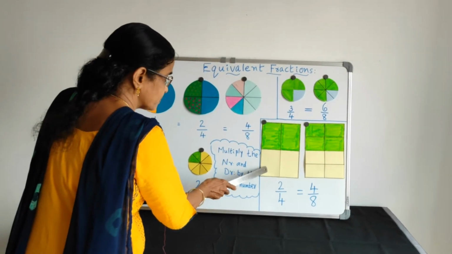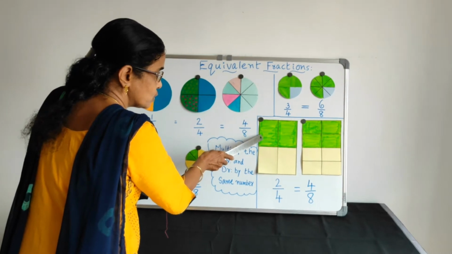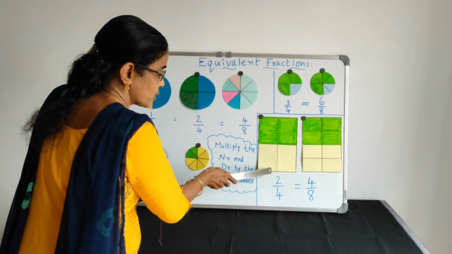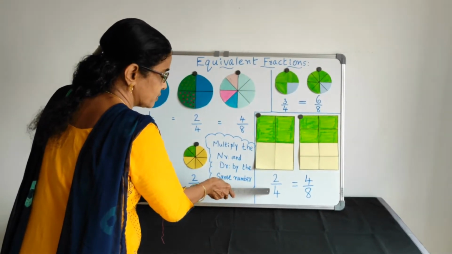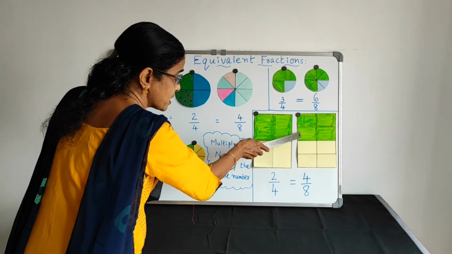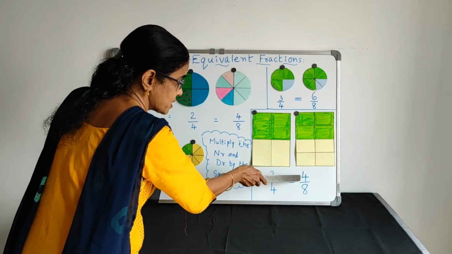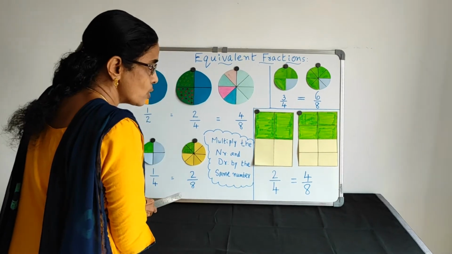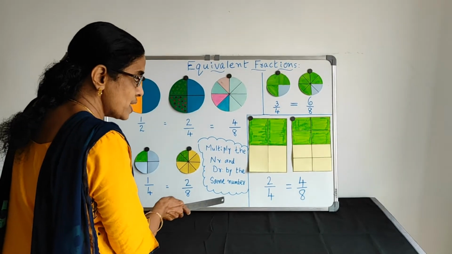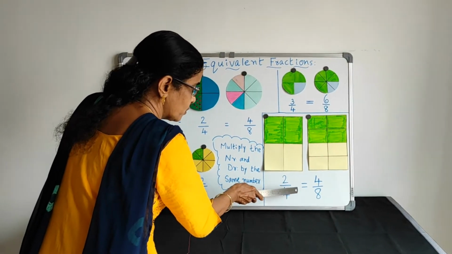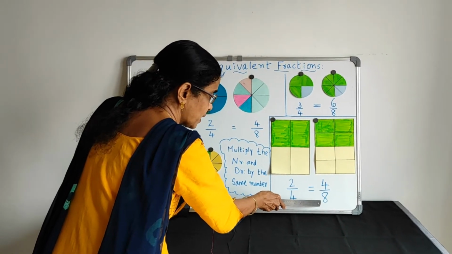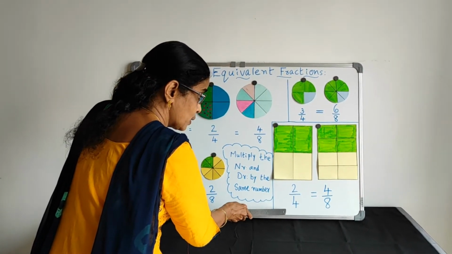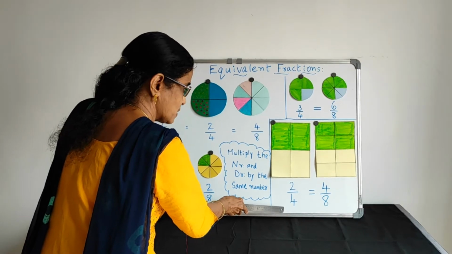Here, 2 parts are shaded out of 4, so it represents 2 by 4. Here 4 parts are shaded out of 8, so it represents 4 by 8. Closely observe. They are also equal. 2 by 4 is equal to 4 by 8. Another set of equivalent fractions.